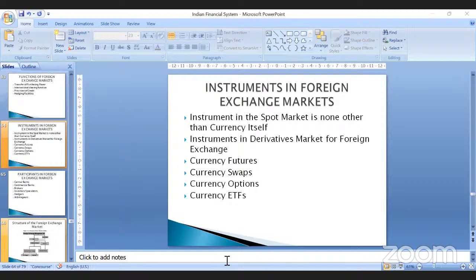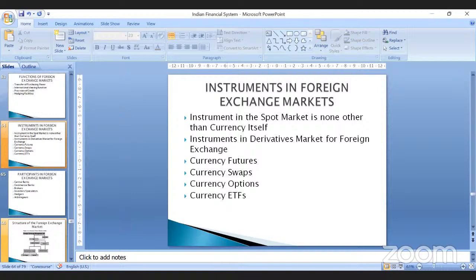And these spot transactions are carried out over the counter. That is, they happen over the interbank market, right? Where currencies are exchanged immediately. So in the spot market, the instrument that is traded is only the currency of the countries. But whenever you're talking about instruments in the forwards market or the derivatives market, we have different instruments that are used in the derivatives market.